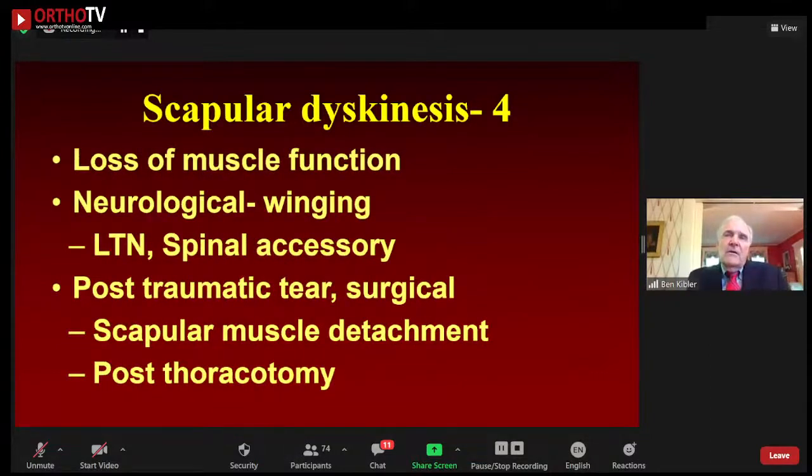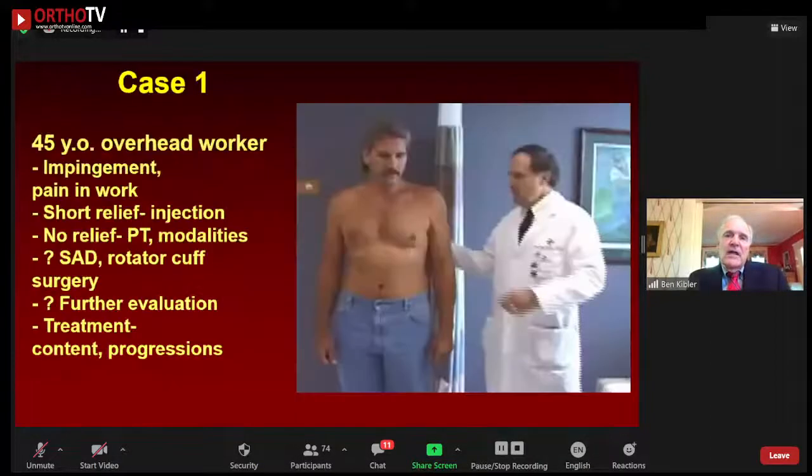Finally, all of the neurological problems, the long thoracic nerve injuries, accessory nerve injuries, and this problem called scapular muscle detachment, all of these will be causes of scapular dyskinesis. Okay, so that's the problems that we see. So let's go over some cases to illustrate this point.